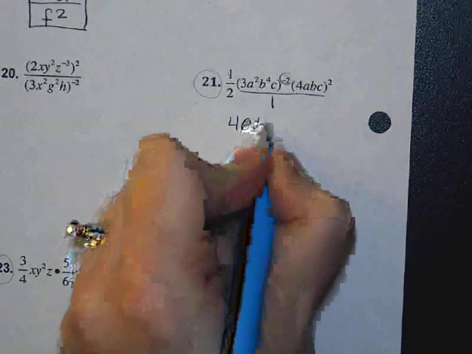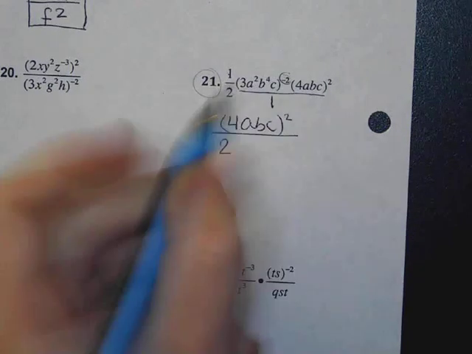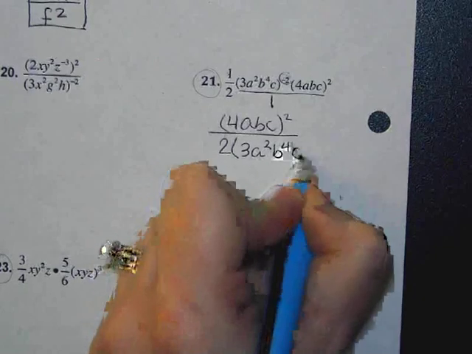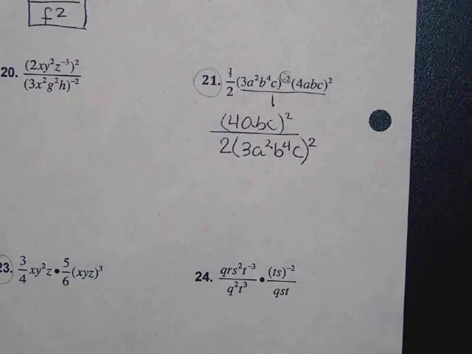1 times all of that is just 4a, b, c all being squared on top. And then we have a 2 from the fraction on bottom. And we're going to move this negative exponent all to the bottom. So that'd be 3a squared, b to the fourth, c raised to a positive 2 power now that it's in the right spot.